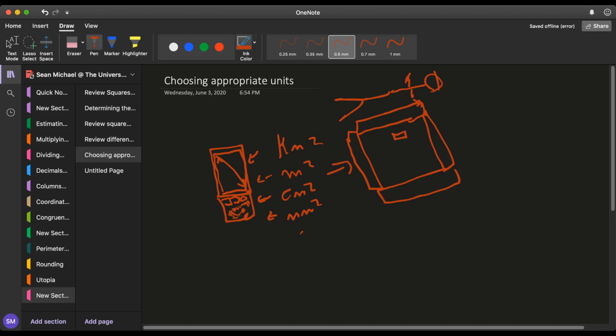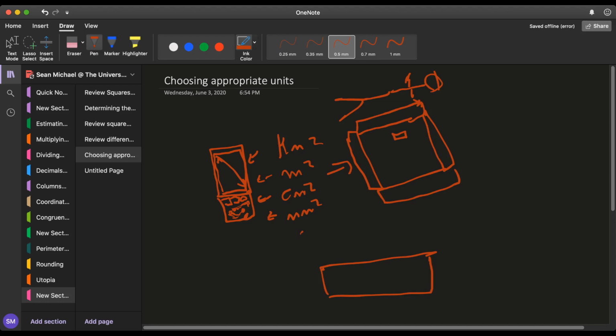Now, instead, say we were measuring the size of the gym. The gym's pretty big, right? It's not the biggest, but let's just think of our little gym that we had there. Would we want to measure that in millimeters squared, where the millimeter is like that big? Remember how big a millimeter is on the ruler? It's tiny, weeny. It would be tons and tons of millimeters squared. So we probably don't want to do that.